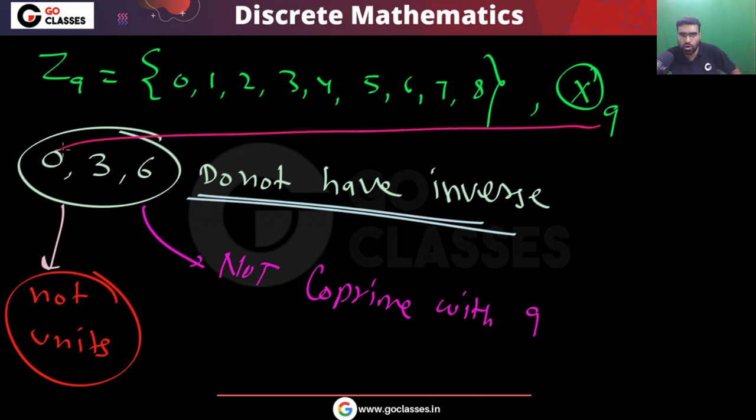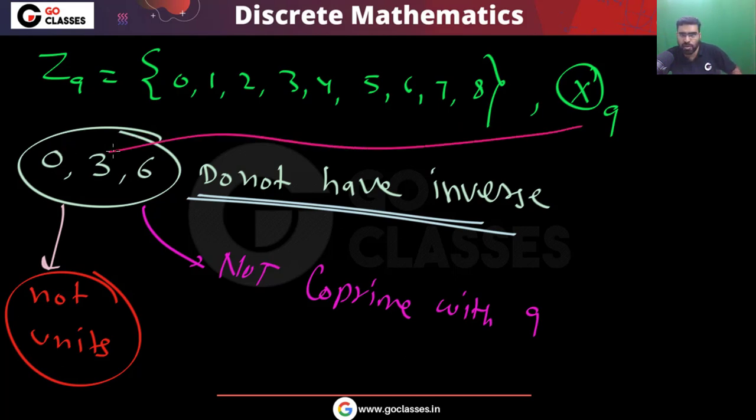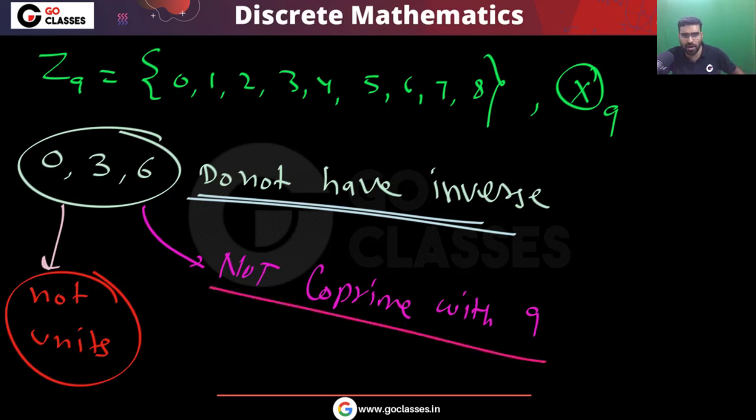GCD of 9, 0 is 9. GCD of 3, 9 is 3. GCD of 6, 9 is 3. So you can see these are not co-prime with 9. That is the reason these elements don't have inverse. Please check it out. 3 does not have inverse.